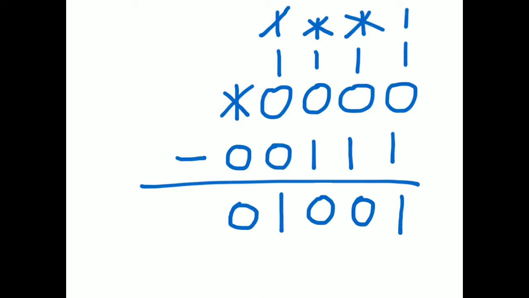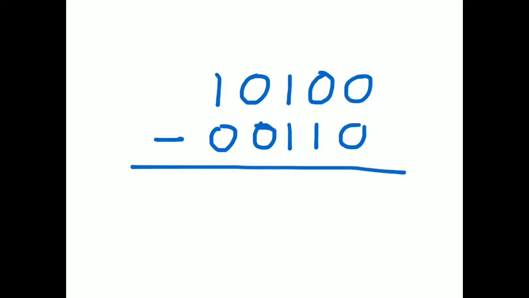Now you only have to borrow from the columns as you need to. You don't always have to borrow all the way over to the place. So let me show you an example like that. Let's say we have 20, which is 16 plus 4, minus, let's say, 6. So if we have 20 minus 6, what we do is we say, okay, 0 minus 0 is 0.